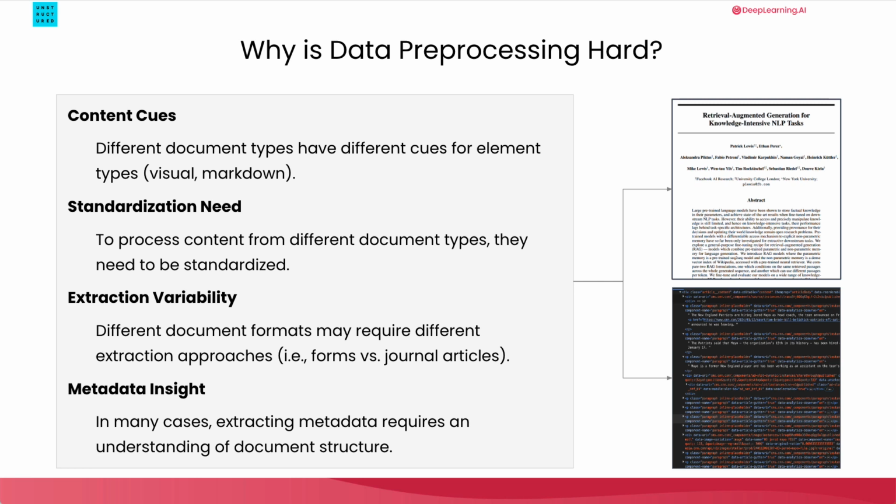However, standardizing is hard because, again, these documents have different formats and different cues as to what the element types are. Additionally, different documents have different formats. And so, for example, a journal article and a form are different. And so data preprocessing techniques need to be able to account for this variability. Finally, you need to understand information about document structure in order to extract meaningful metadata that you can use for various operations in RAG applications, such as filtering, that you'll learn about later in this course.